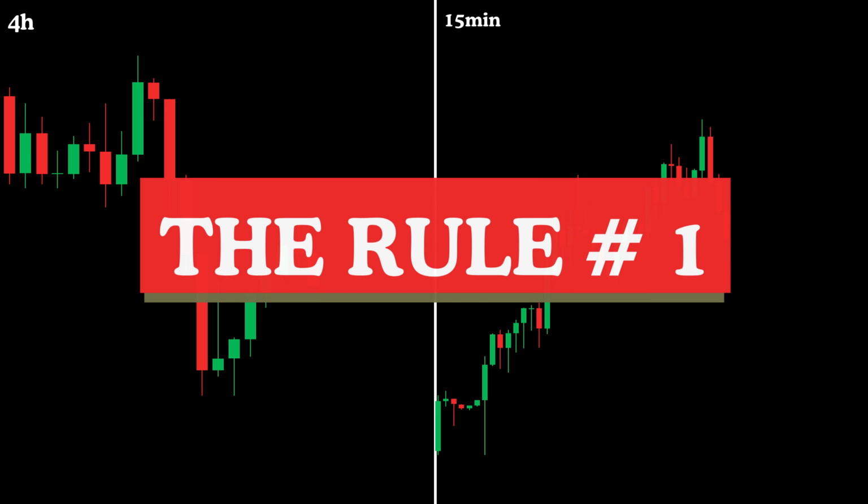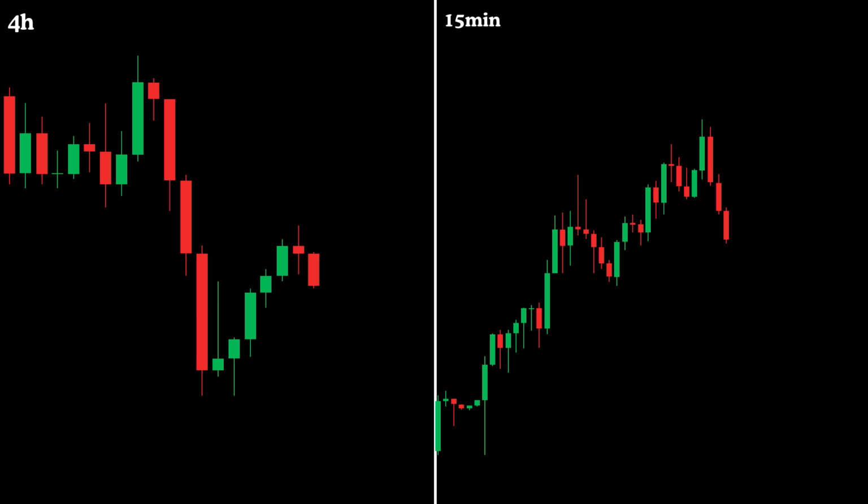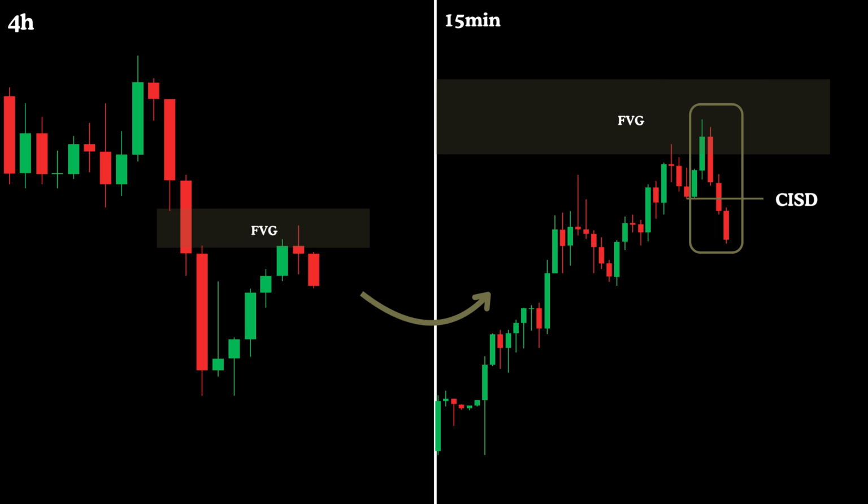Rule number 1. Rejection from a higher time frame zone. As discussed earlier, CISD is a reversal-based price action concept and works best when price first reacts to a higher time frame zone, such as the 4-hour, daily, or weekly chart. Levels identified on higher time frames carry stronger influence over market direction. When price taps these zones and a CISD pattern forms, it signals a reversal from a critical region.